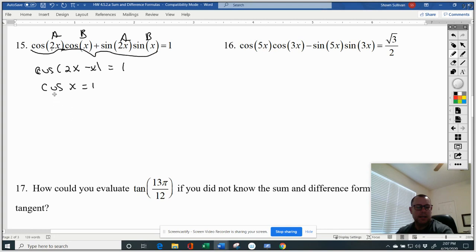And so what value, or where is cosine equal to 1? And x has to be equal to 0, and we're done. So that one's pretty simple, down and dirty, fast. You can do 16 the same way. I'll let you play around with 16 on your own.